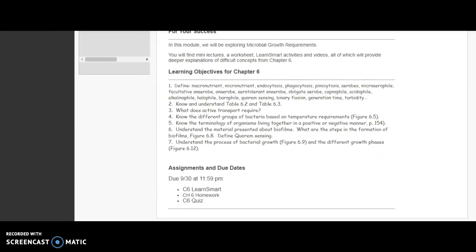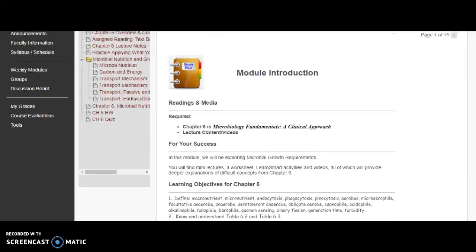Alright, then you have 3 assignments for this week. Just the Learn Smart activity. You have a homework assignment that has, I think, just 10 questions that are very specific to the objectives. So good review material. And then quiz 6 over chapter 6, which is also 10 questions, and that will open Wednesday and be available through Saturday night. So all 3 of these activities have a deadline of Saturday.